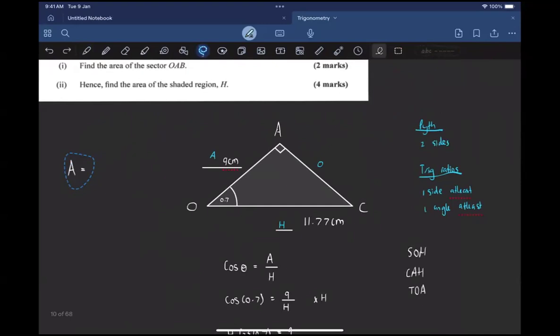Area will be equal to a half, what by what? See if you can tell me. So it's a half times 9 times 11.77, and then the sine of the angle, so sin 0.7. Right? So plug that into the calculator and let me know what you get.